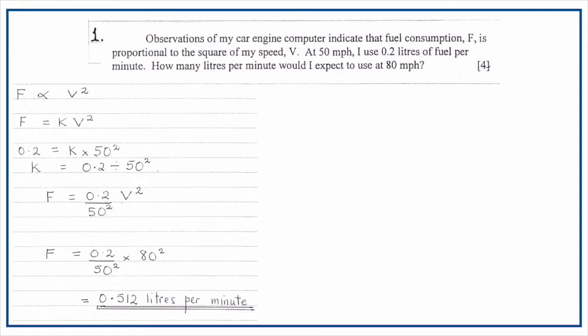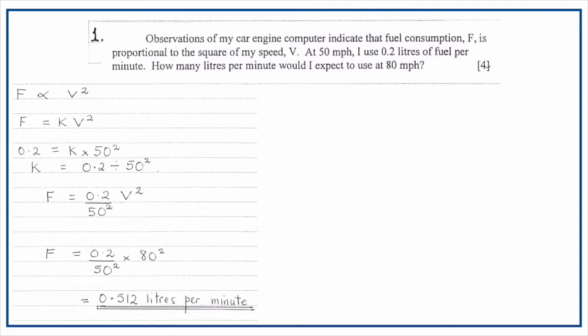F is proportional to V squared, so we can write F equals K, a constant, times V squared. We've been given the fuel consumption of 0.2, so 0.2 equals K at a speed of 50 mph. So 0.2 equals K times 50 squared. So the constant K equals 0.2 divided by 50 squared. We can write F equals 0.2 over 50 squared times V squared.